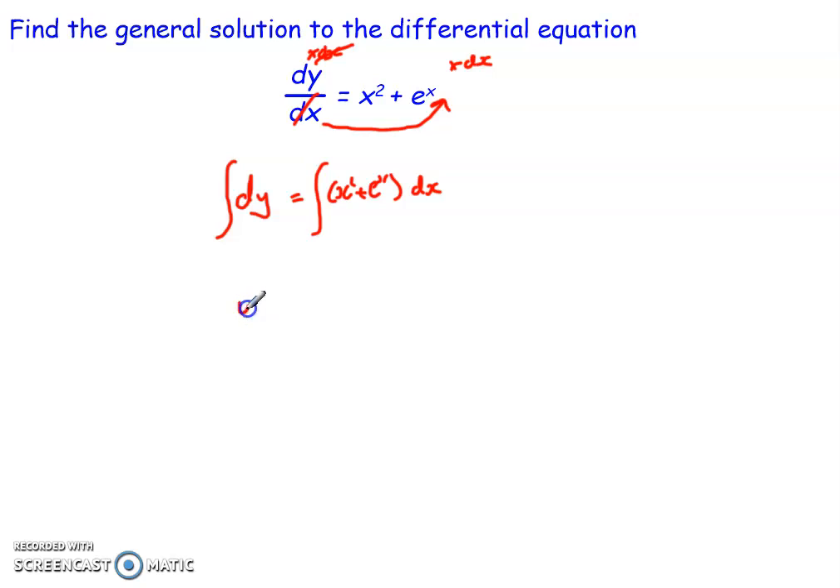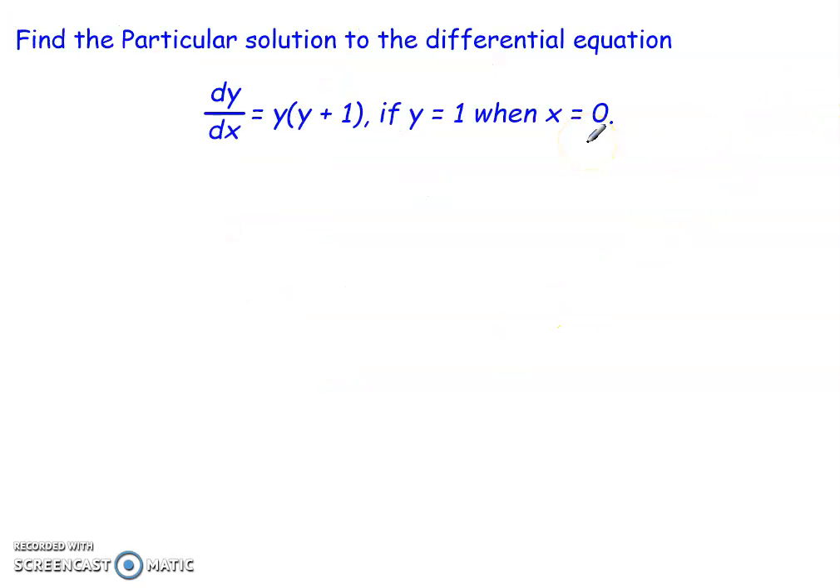So the integral of dy is simply equal to y. So I know y equals the integral of everything on this side. The integral of x squared is 1/3 x cubed, the integral of e to the x is e to the x. And I know I'm after the general solution, so I've got to remember my plus c. So remember, this gives you a family of solutions, all of this format. I've not got any initial conditions or any conditions to substitute in here, so I can't find out which particular solution it wants me to find for this equation.